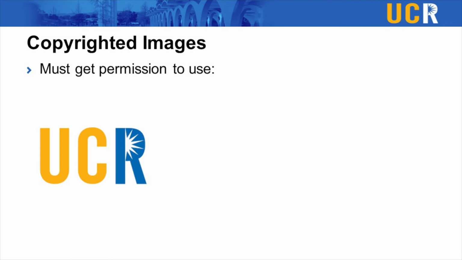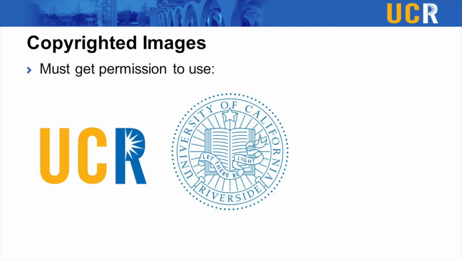One last thing to note. When designing your flyer, there are a few copyrighted images that you have to request permission to use. The first is the image of the UCR logo that includes the sunburst in the R. You can see it on the screen. You're allowed to write UCR or UC Riverside in different fonts, but you can't use this as an image unless you get approval. The other thing you don't have access to use is the image of the University of California seal, also seen on the screen.